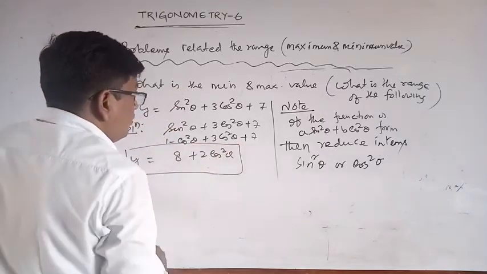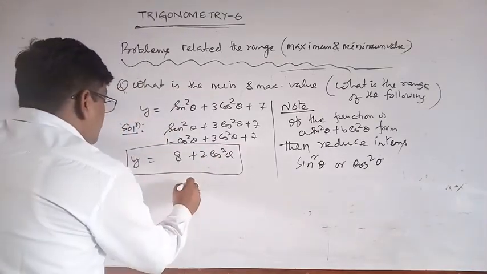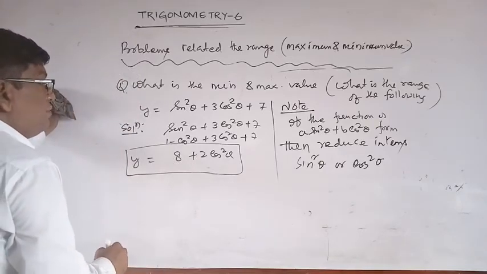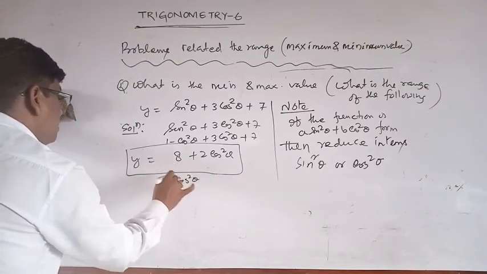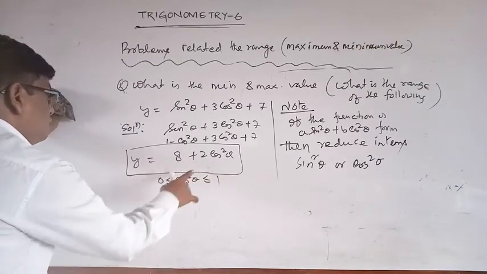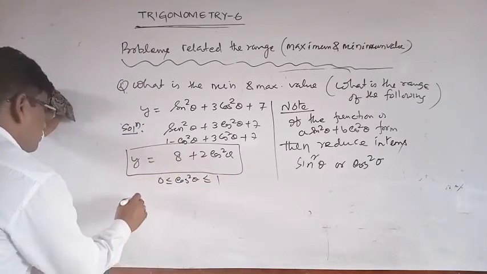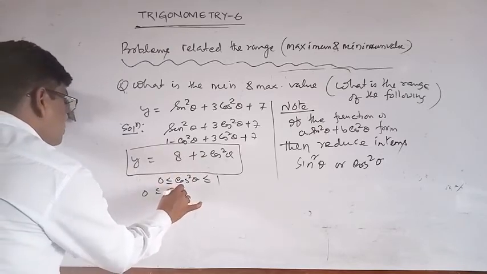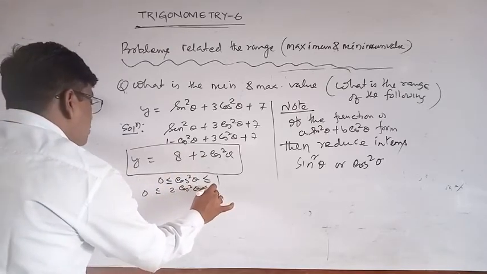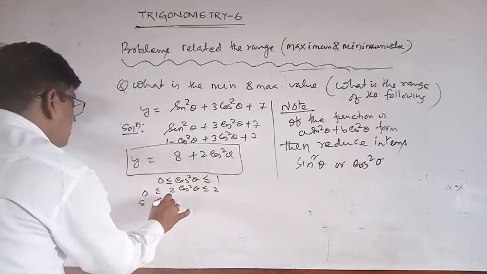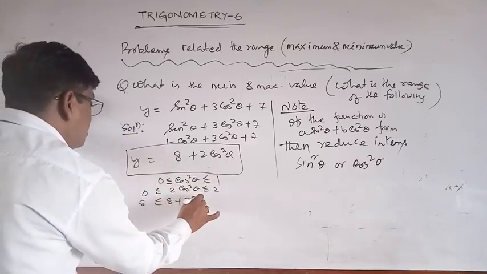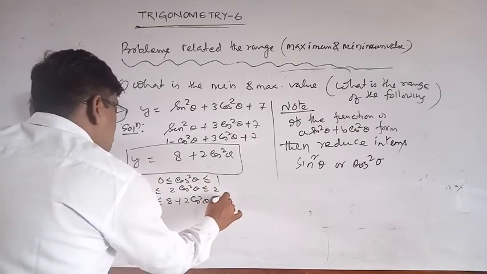Now we know cos square theta lies between what? Cos square theta is an even power, so 0 to 1. Multiplied by 2, 0 less than or equal to 2 cos square theta less than or equal to 2. Add 8: 8 less than or equal to 8 plus 2 cos square theta, 8 plus 2, that is 10.